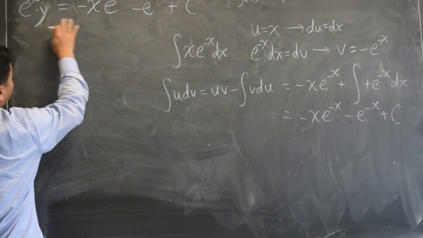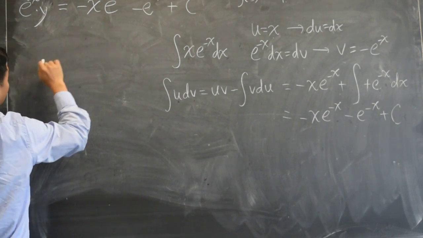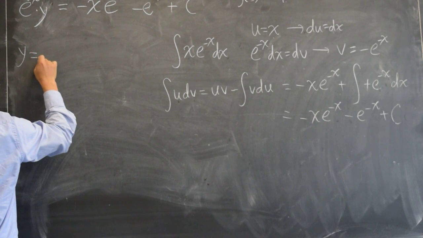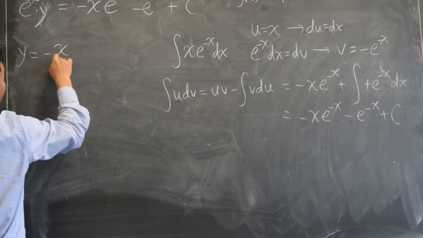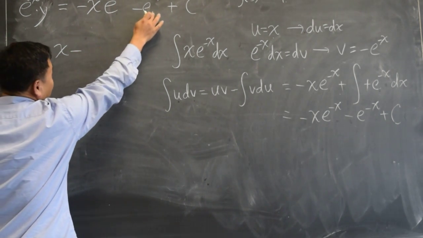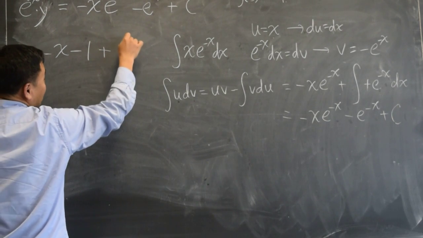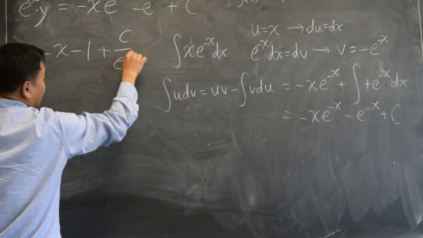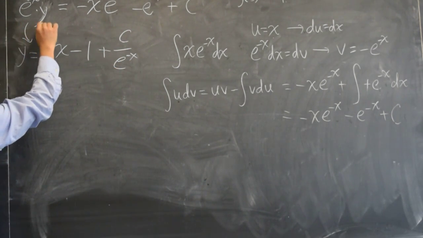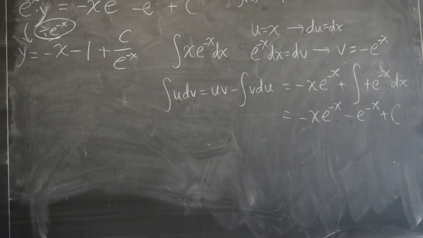You can solve this for y by dividing by e to the negative x, right? So y is equal to, if I divide e to the negative x from here, that's gone. e to the negative x divided by e to the negative x is 1. And then finally c divided by e to the negative x. And so I divide everything by e to the negative x, and I get this. Okay? So that's the curve.